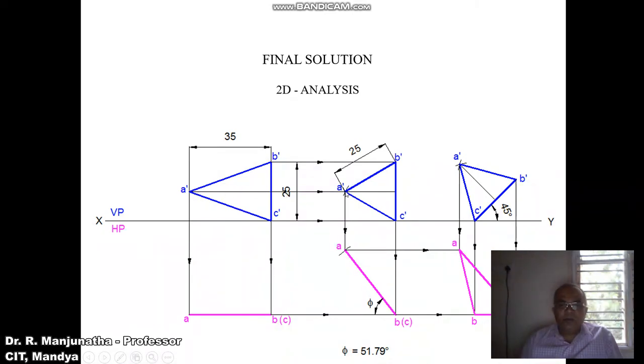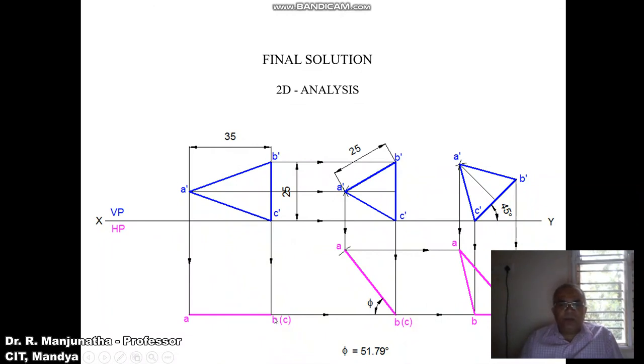So this is how you will be able to get this point A dash, and then draw a vertical projector from A dash to the top view, and draw a vertical projector from B dash C dash to the top view, and draw a horizontal projector from B and C, so that the vertical projector drawn from B dash C dash will cut this point here, and you mark this point as B and C in bracket.